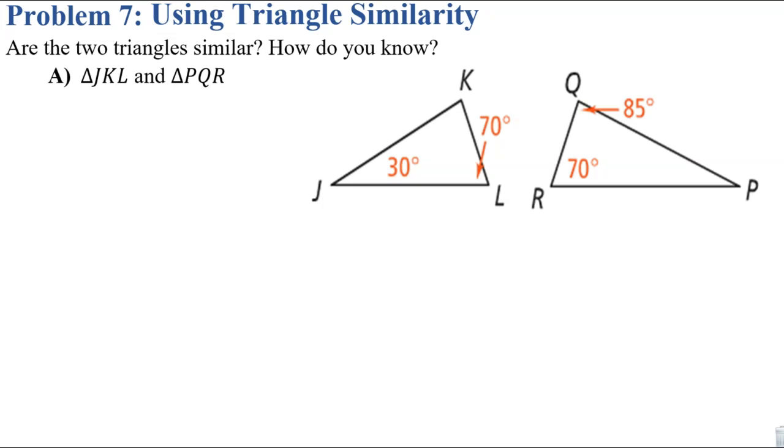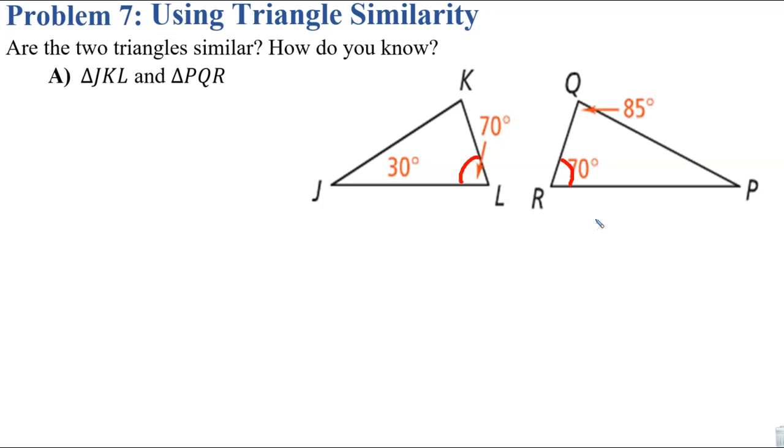In problem 7, we're going to take a look at each of those shortcuts individually and show you how you can use them to check and see whether or not triangles are similar. So it says, are the two triangles similar? How do you know? In this case, we want to know if triangle JKL is similar to triangle PQR. And for this one, since they gave me just angles, the shortcut I'm going to be looking for is the angle-angle similarity shortcut. And they gave me one set that match up. I've got 70s on both these triangles.